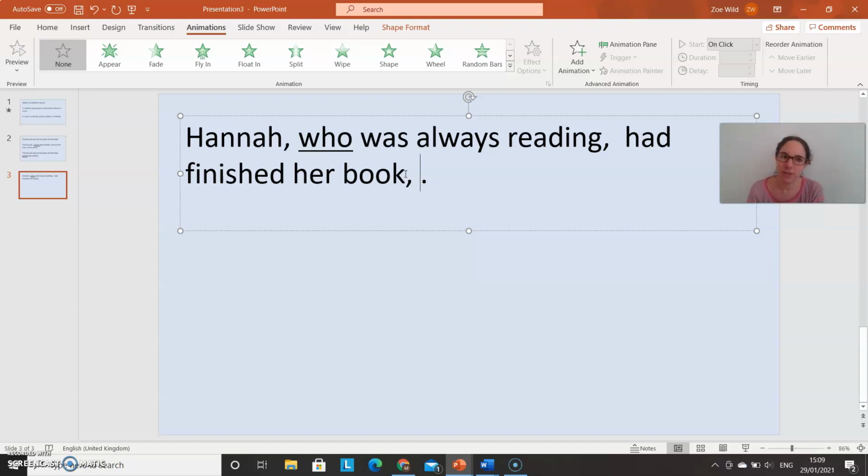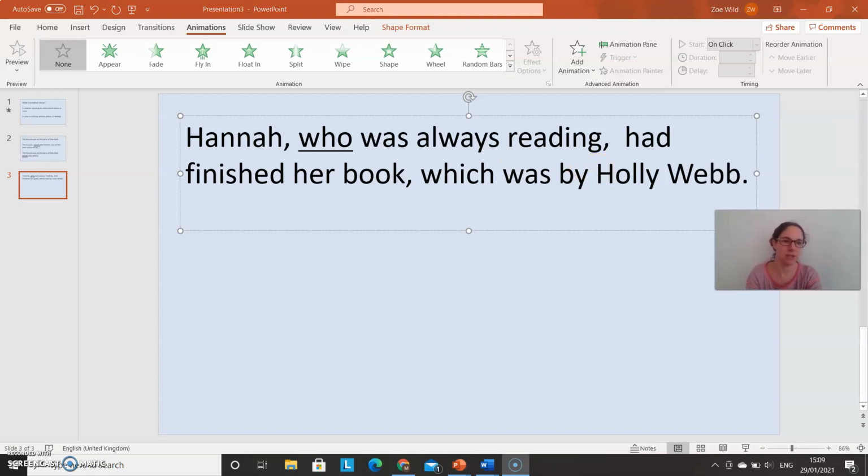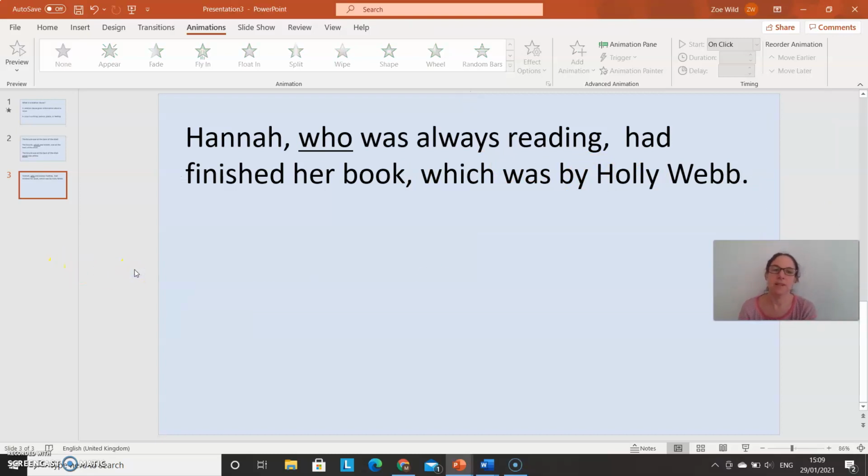Hannah, who was always reading, had finished her book, which was by Holly Webb. I think Hannah reads Holly Webb quite a lot. I think she's just done a biography on Holly Webb, if I remember correctly. So, Hannah, who was always reading, had finished her book, which was by Holly Webb.